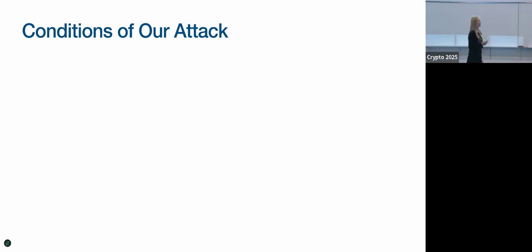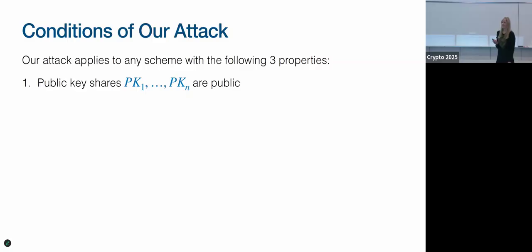So our attack applies to schemes that satisfy the following three properties. The first is that the public key shares must be public. What typically happens is a DKG is run and the public keys are revealed that way. But I want to emphasize that you may have a DKG or some other key generation mechanism that hides the keys, but they may be exposed anyway through signing. So a lot of the schemes I'll talk about here, FROST, for example, could reveal the public keys anyway through partial signatures.